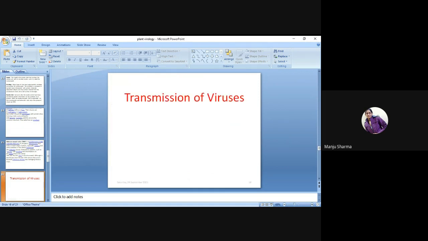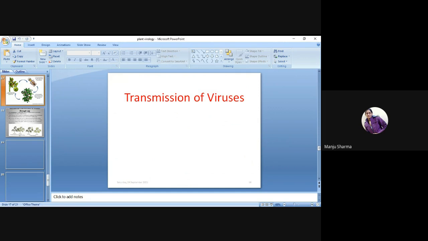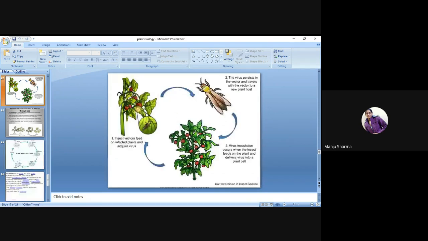Then, transmission of viruses. Firstly, the insect vectors feed on infected plants and acquire the virus. Then the virus persists in the vector and travels with the vector to a new plant host. Then the third thing, virus inoculation occurs when the insects feed on the plant and deliver the virus into the plant cell.